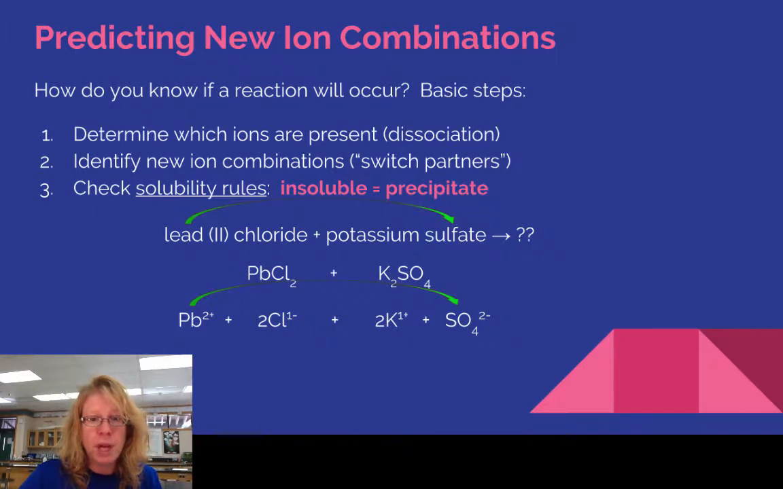What are my new possible combinations? You can either look at it by words or you can look at it with the formulas, whichever happens. I usually go for the outside pair first and then I'll do the inside pair second. So a new possible combo would be lead and sulfate. And the second possible combo would be potassium and chloride.